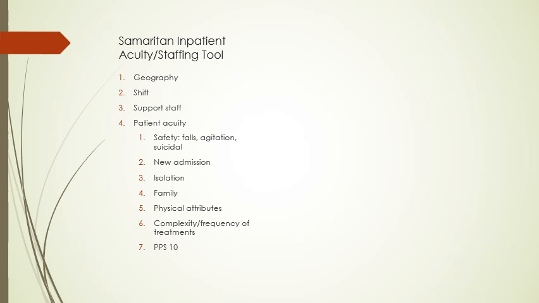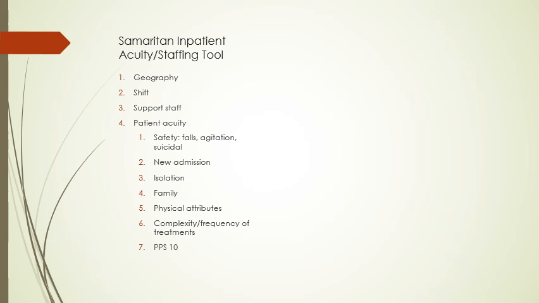But what we're measuring right now for acuity is geography. We're asking, okay, how many wings are open? We're asking about the shift. Is it day shift? Is it night shift? Are support staff available? Is there food service in Voorhees? Do we have secretaries? Is there going to be a manager and a doctor? So, what's going on with the support staff?